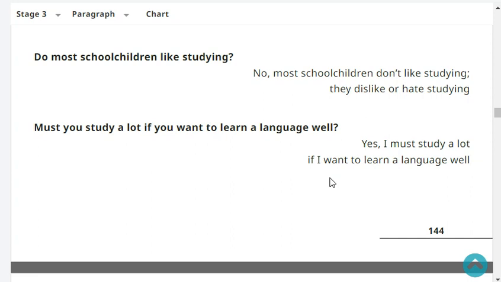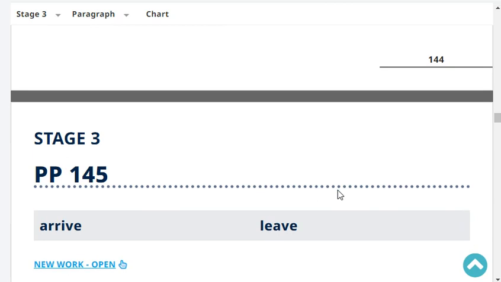Must you study a lot if you want to learn a language well? Yes, I must study a lot if I want to learn a language well. Very good.